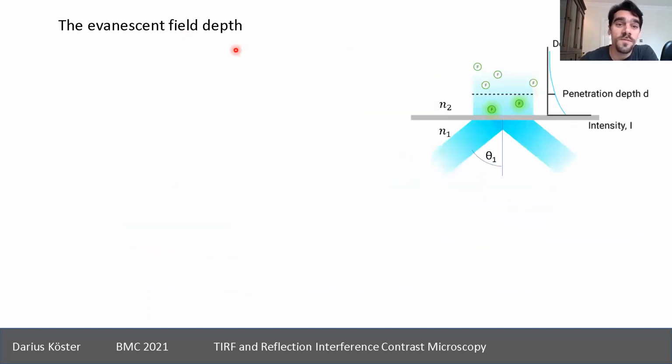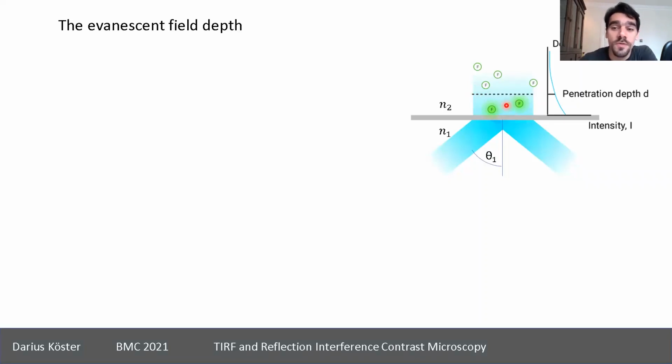The reason for that is that when you get a reflection of light, the electromagnetic field is not abruptly cut at this interface, but there's an evanescent field that gets generated. And that evanescent field has an intensity that drops exponentially with depth. The drop is such that we can define a characteristic penetration depth at which the intensity drops by 1/e.